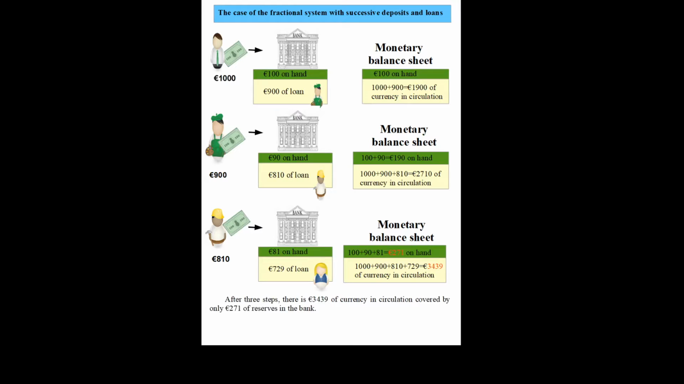In the event of a crisis of confidence, this lack of bank cover can lead to the bankruptcy of commercial banks. Indeed, depositors would only be able to withdraw 271 euros of currency that actually exists in the bank, in relation to the total of all depositors' deposits of 3,439 euros in the third stage. We have just seen in the previous example that a large proportion of bank deposits are not covered by currency.